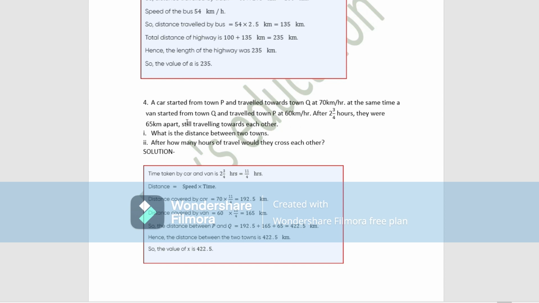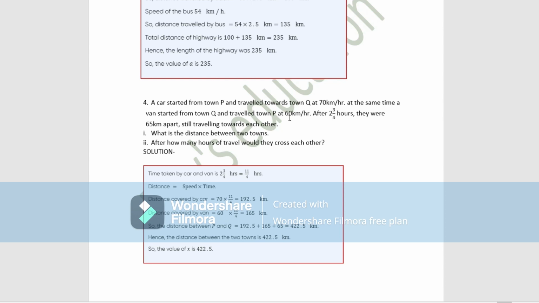And the distance traveled by the van. The speed of the van is 60, which is multiplied by 11/4, because it is telling that the car started from town P and traveled towards town Q at 70 km per hour, and at the same time, the van started from town Q and traveled towards town P at 60 km per hour. So this will be the distance of the van, which is 60 into 11/4, that is 165 km.